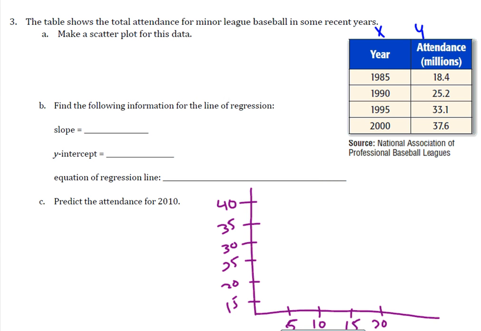All right, sorry, I moved the scale down here just so I had a little bit more room. So once again, 1985, 1990, 1995, 2000. Your attendance in 1985 was 18.4, so that's going to be roughly right about here. Again, this is not an exact science, but you try and get as close as you can. So 25, that's going to be roughly there. 33.1 in 1995 is going to be in that neighborhood, and 37.6 in 2000 is going to be in that neighborhood. So if I draw this line, let me change colors here.